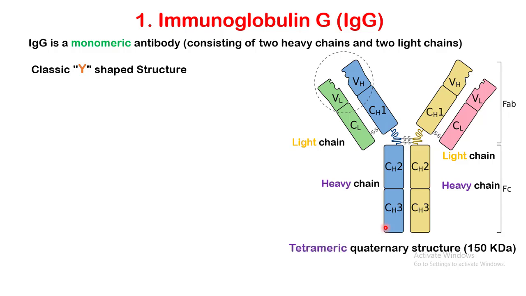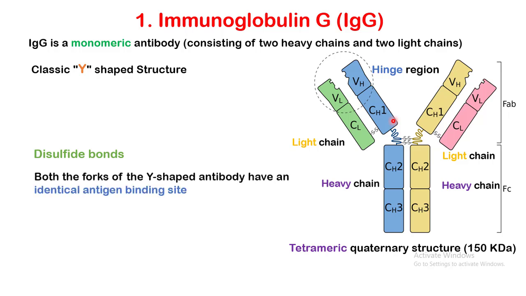Now, the structure of the immunoglobulin G is actually a tetrameric quaternary structure, and it is approximately 150 kilodalton in molecular weight. If you look over here, this particular region of the antibody is known as the hinge region, and this hinge region is responsible for making the disulfide bonds, and this disulfide bond that you can see over here is connecting the two heavy chains of the antibody to each other.